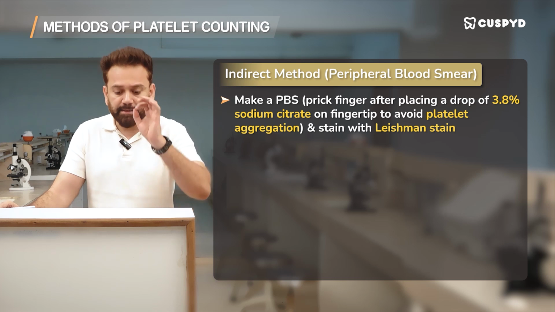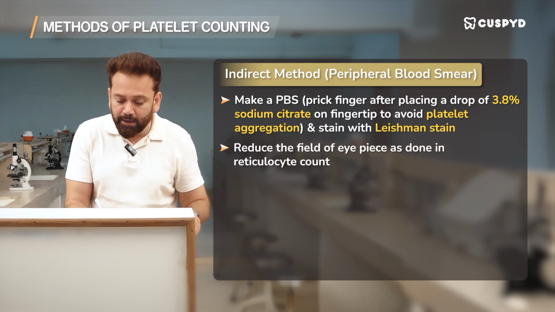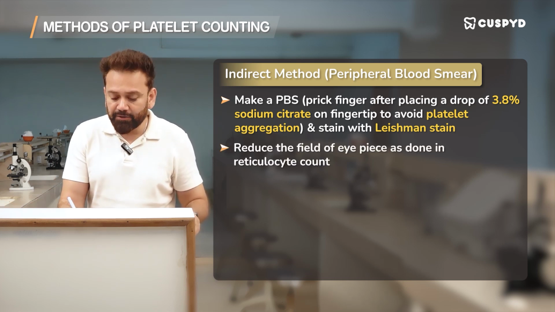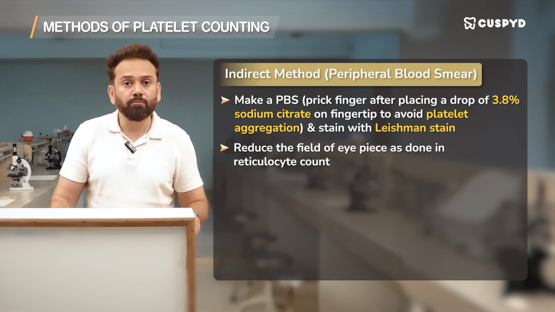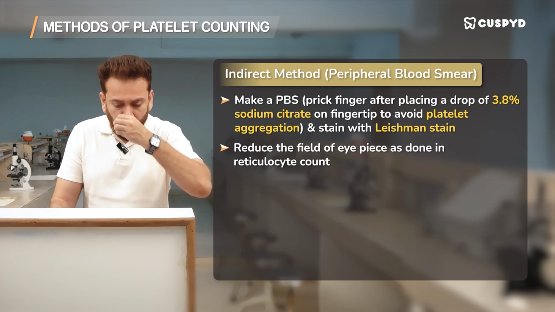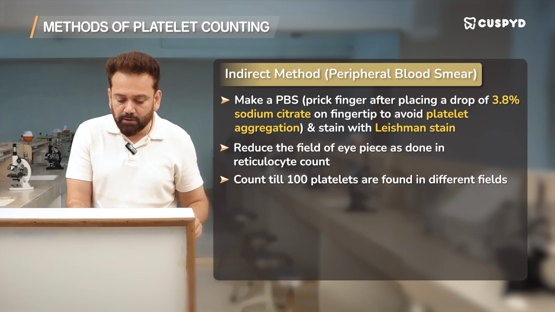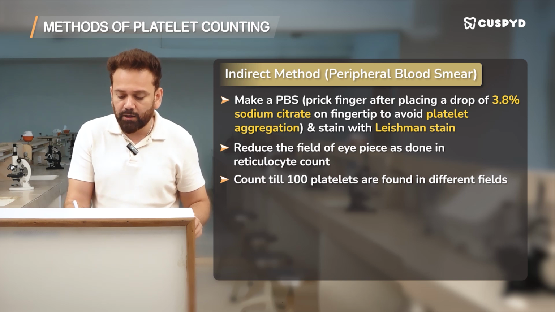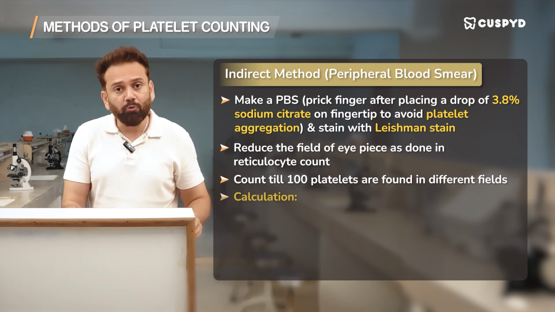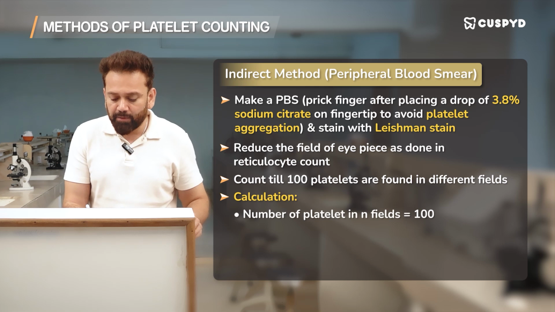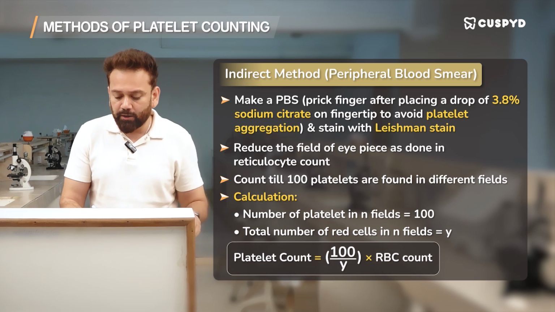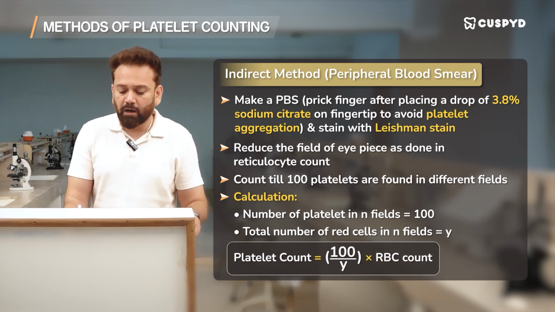Point number 1. Second step, reduce the field of the eyepiece, as we do in reticulocyte count. So you have to reduce the field of the eyepiece. Count till 100 platelets are found in different fields. Calculation is very simple. Number of platelets in N fields will be 100. Total number of red cells in N fields is equal to Y. So platelet count, you can calculate like that: 100 upon Y into RBC count.